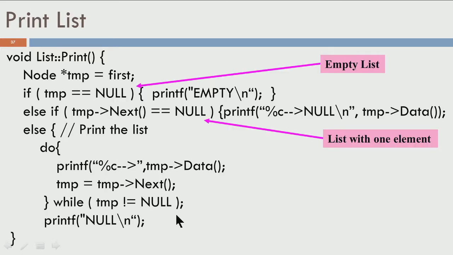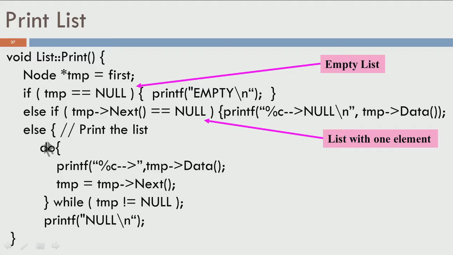Let us see how a print method would look like. So, the implementation of print would look like this. Node star temp equals first. If temp itself is null, which means it is an empty list, you may want to print empty on the screen. If there is only one node in the list, then the first node's next will be null. We actually do this not using the next field, but we call the method called next, temp's next. If that returns null, then print the character which is contained in temp data and then followed by arrow null.